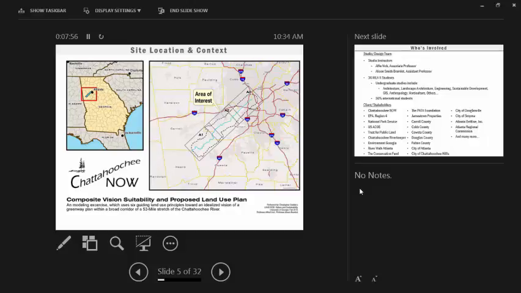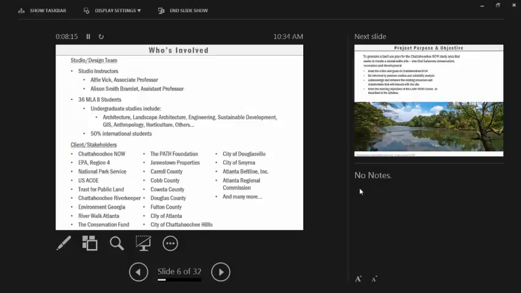Because of that neglect, and also, of course, the growing population of Atlanta, there is a concern for managing and stewarding the future of the river. So an organization called Chattahoochee Now was created. It's a nonprofit organization that brought together all kinds of stakeholders that have a stake in the river and the future of the river, to bring them all together and start thinking about how do we manage development and land planning along this river corridor in the future. So we took this on really at the early stages of the thinking of this project.